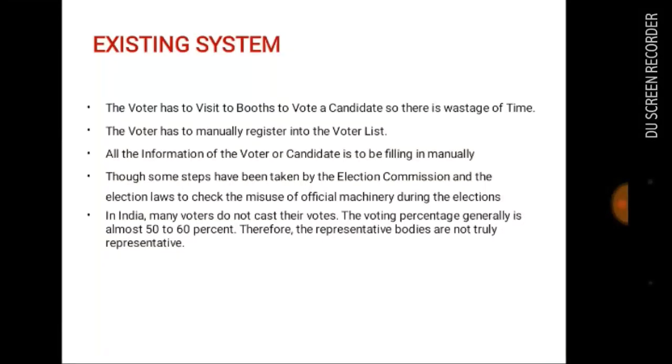In the existing system, the voters have to visit the booths to vote for a candidate, so it wastes time. The voter has to manually register into the voter list. All the information of the voter or candidate is to be filled in manually. Though some steps have been taken by the election commission and the election laws to check misuse of official machinery during the elections, in India many voters do not cast their votes. The voting percentage generally is almost 50 to 60%. Therefore, the representative bodies are not truly representative.